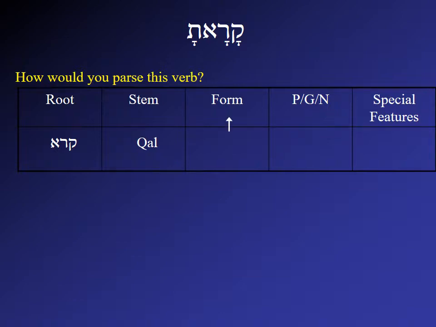The form, well, it doesn't have a prefix, and it does appear to have an affix, so we have the Qal affix of kara. And then the person, gender, and number. This is something that we do not know. So, let's take a look. What we're interested in is what this ta is going to mean. But in the process, we'll learn the other affix endings as well.